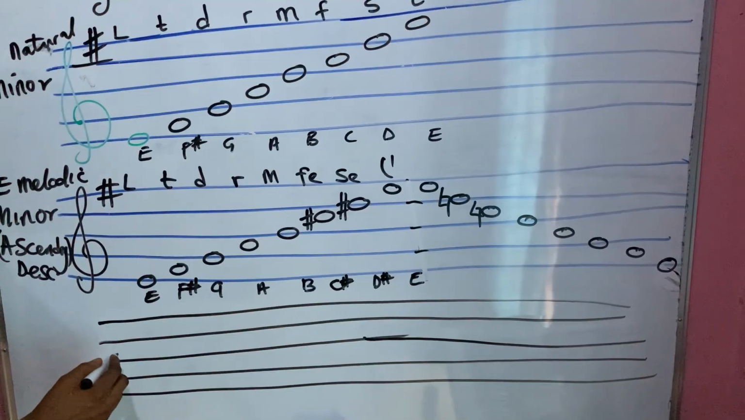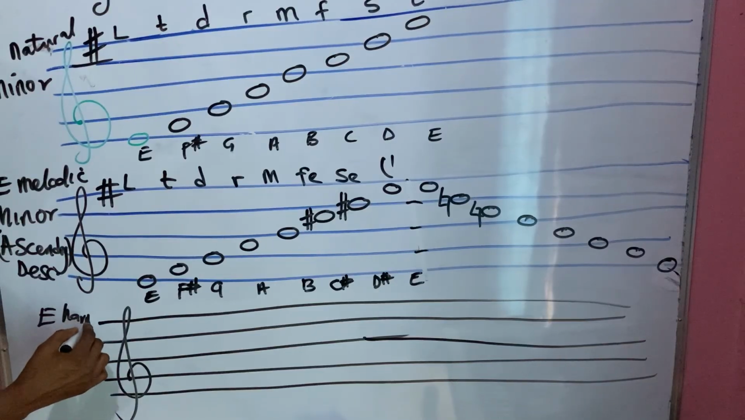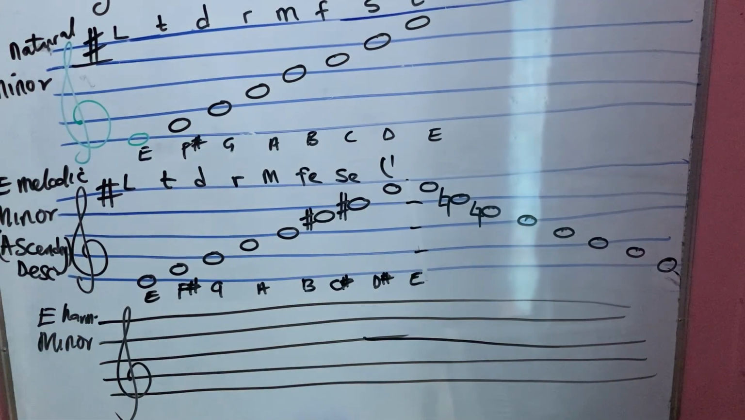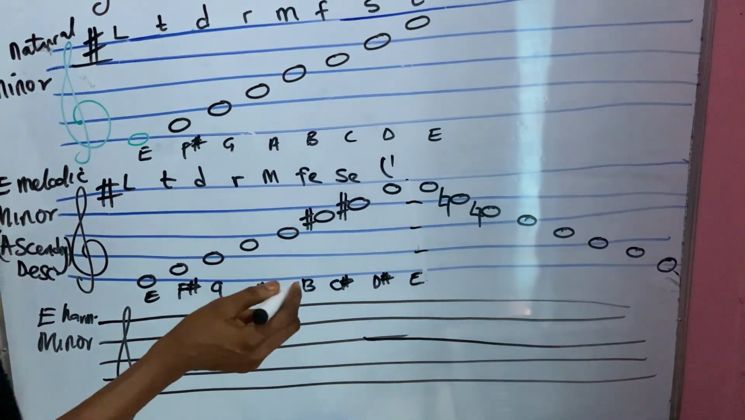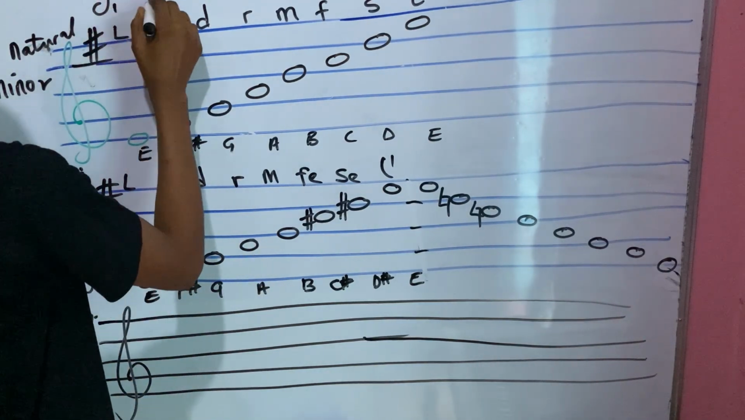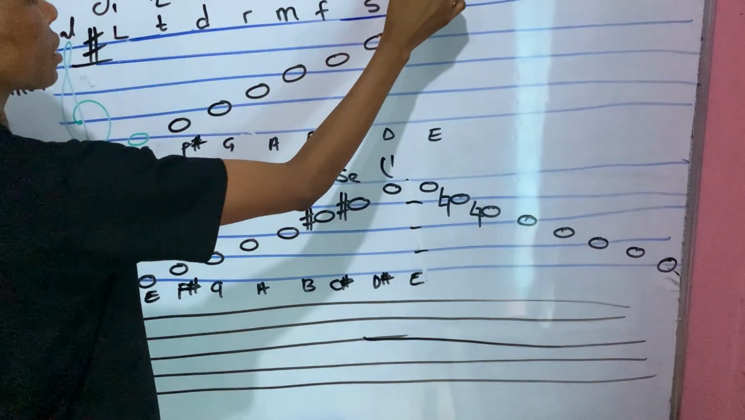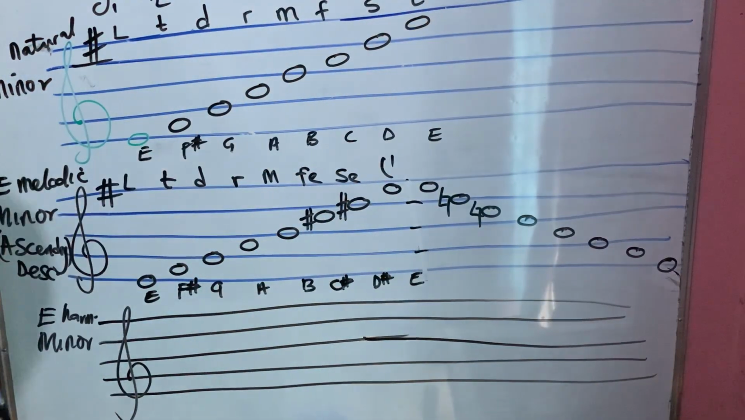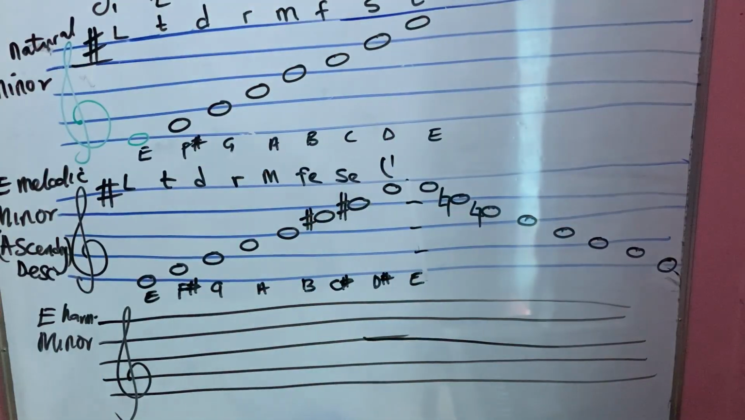Now let's look at the E harmonic minor. In harmonic minor, only the 7th degree is raised. What I mean by degree, this is degree 1, degree 2, 3, 4, 5, 6, 7, and 8. Same thing in octave. So only the 7th degree is raised by a semitone.